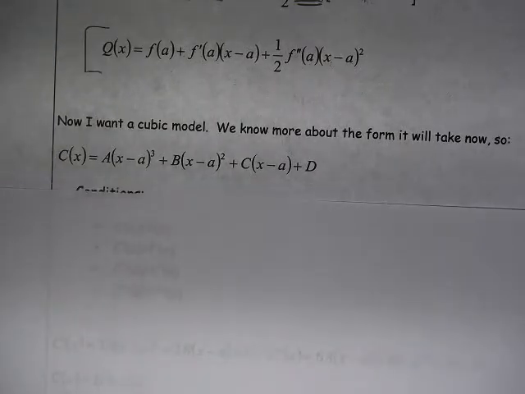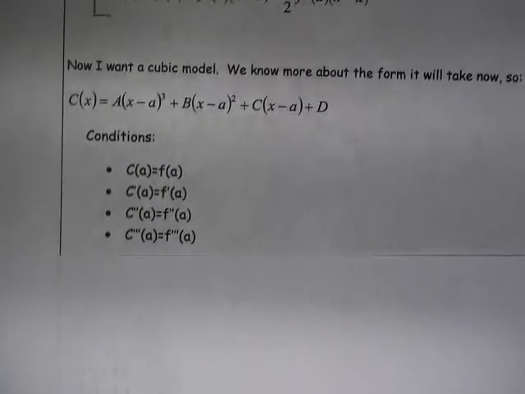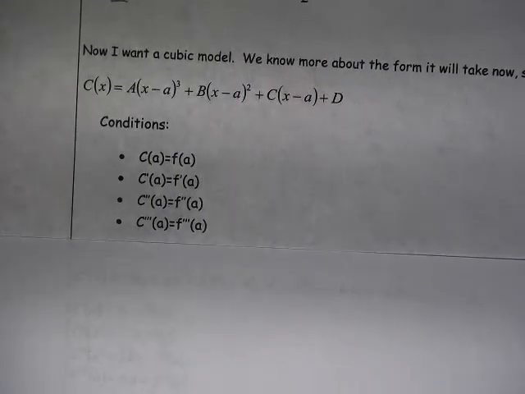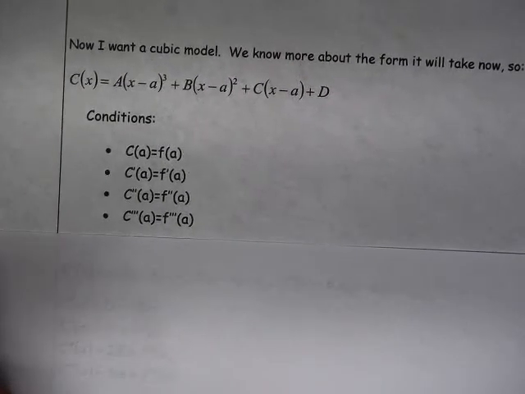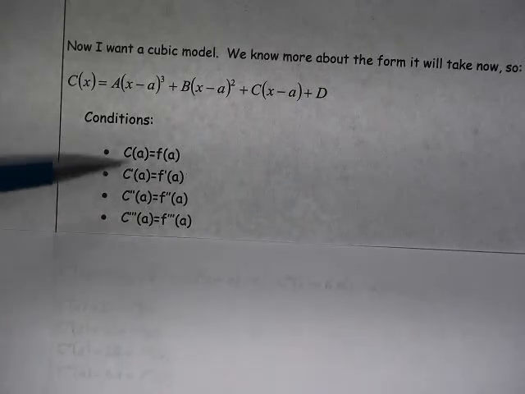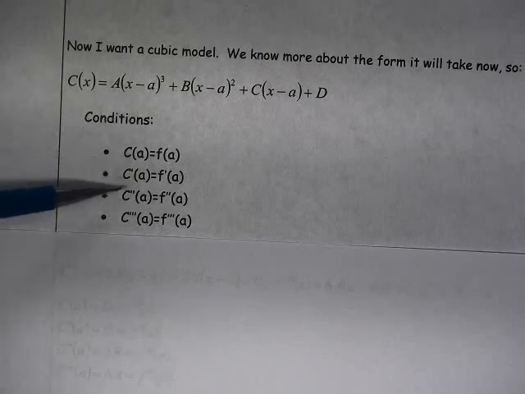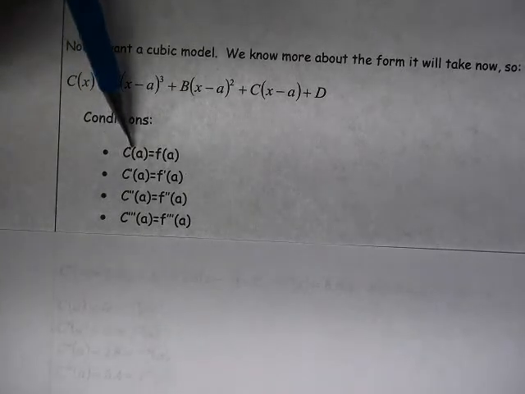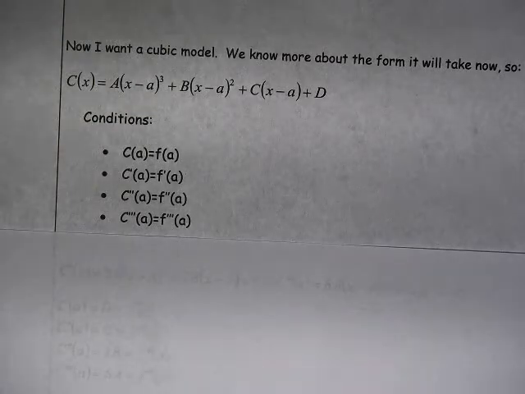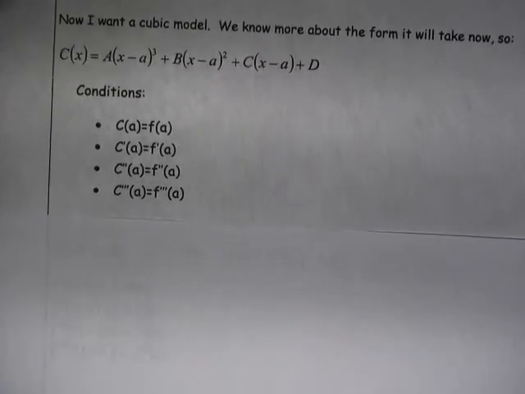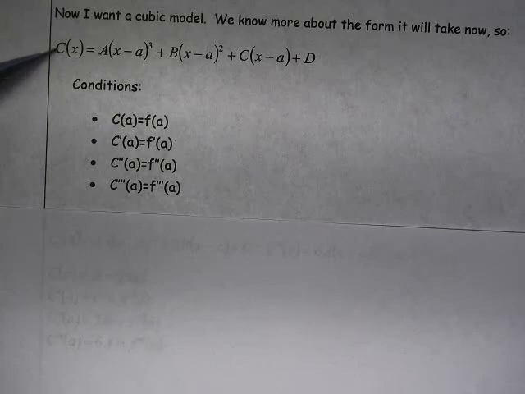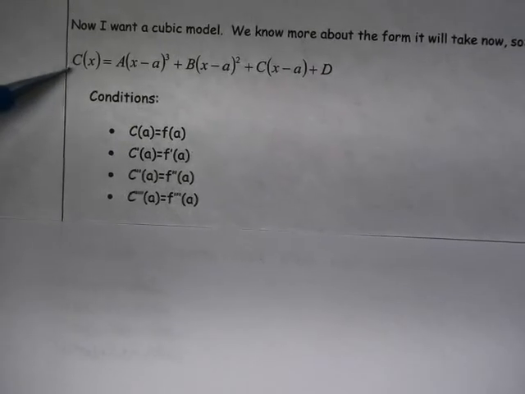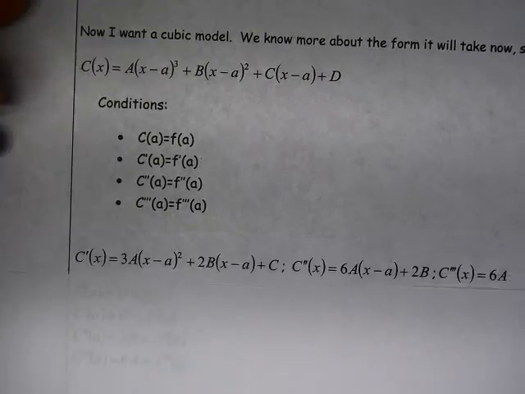All right? So for our cubic model, we're going to set these conditions for what we consider to be a good cubic model. We're going to say that the function's values are equal, the first derivatives are equal, the second derivatives are equal, the third derivatives are equal at x equals a. When I say that, I mean our model and the original function. So we're going to need the first, second, and third derivatives of this cubic. I've done that here.